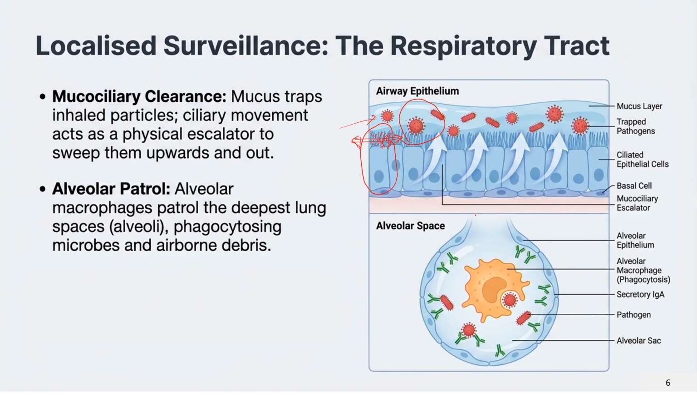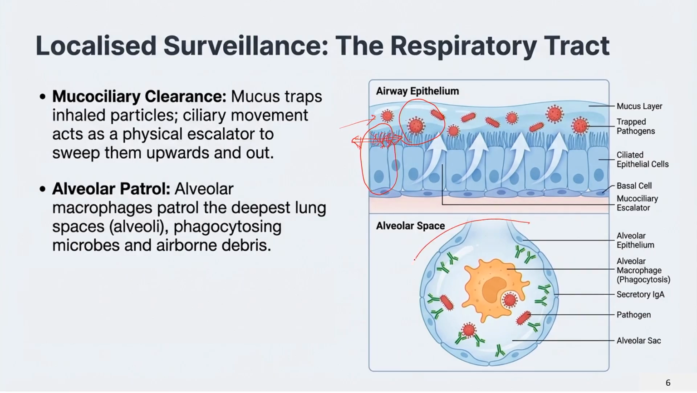And if the pathogen passes through all these things, it can reach the alveolar space, which is at the bottom of the lung, and that's the actual site where the alveolar epithelium helps to exchange the gases, CO2 and O2.